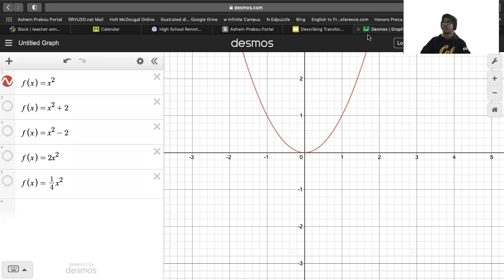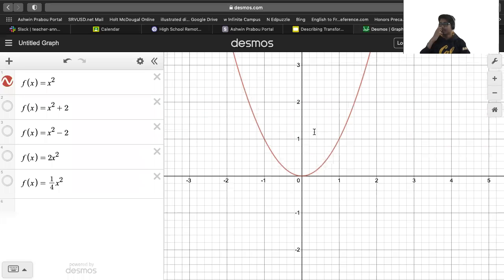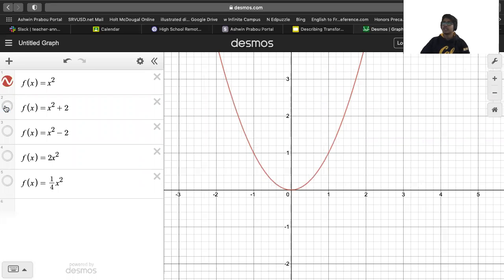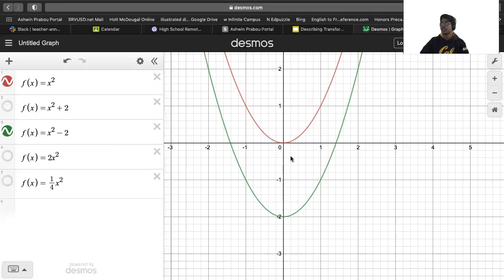Now, let me bring you over to Desmos, which is an online graphing calculator. So we have the parent function, f of x equals x squared. And now let me show you what x squared plus 2 would look like. As you can see here, it goes up 2 units on the graph. And now you can see x squared minus 2. You can see that it moves down 2 units on the graph.